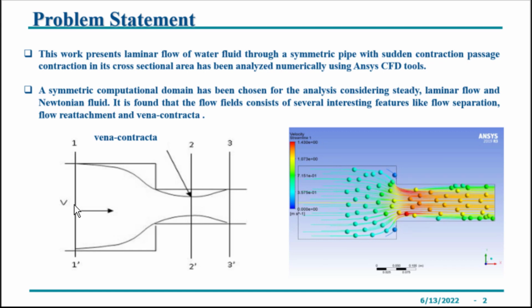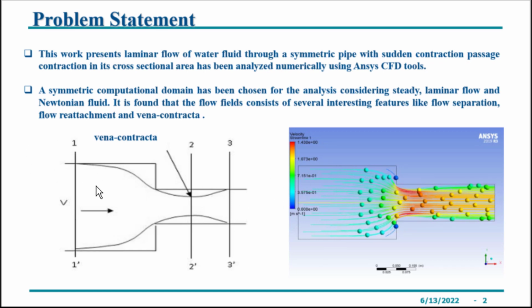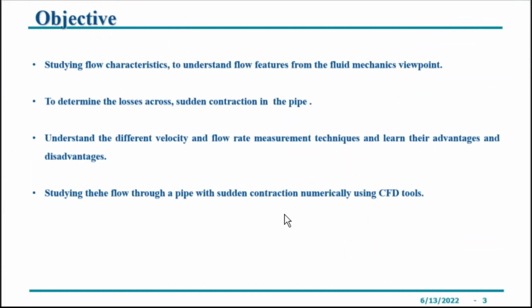Our case will be simulated in 2D. Consider the flow is laminar and a Newtonian fluid. Our objective will be to study the flow characteristics to understand the flow features from a fluid point of view, and also to study the flow through a pipe with sudden contraction using Fluent of Ansys, the CFD tool.